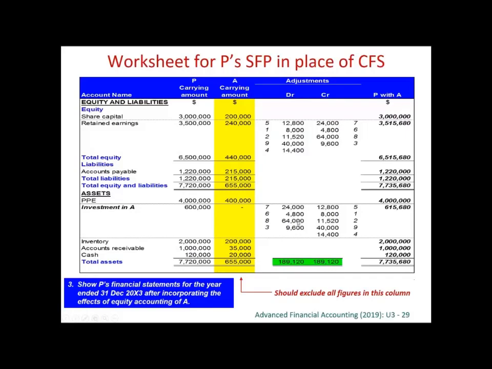Don't add the figures together. I don't know what figures you add together. Just give me all these 9 figures in the correct debit or correct credit. Each of them will give you half marks.